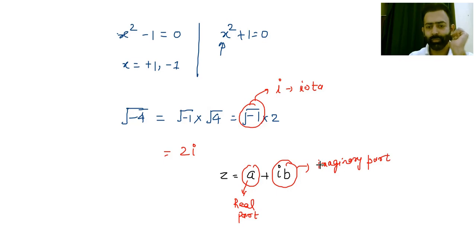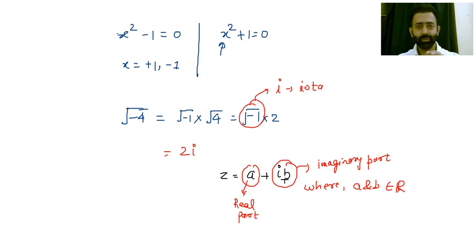And remember that A and B both belong to the real numbers. If I'm talking about just B without this iota, A and B have to be real numbers, and just multiplying one of these numbers with i makes it imaginary. We will talk about this later.